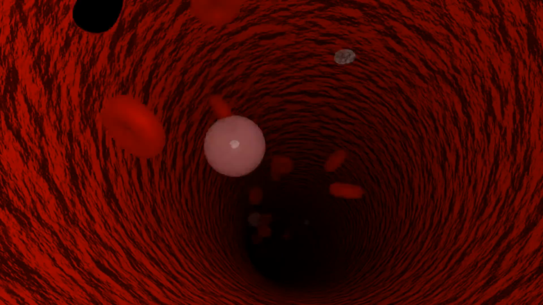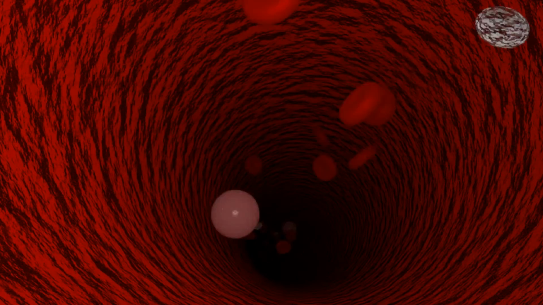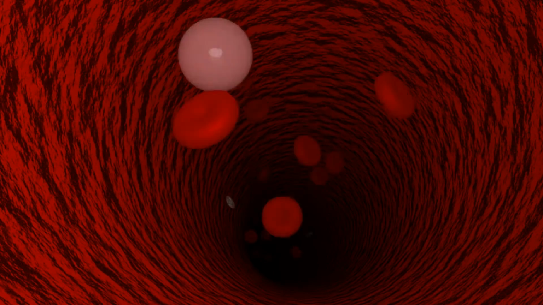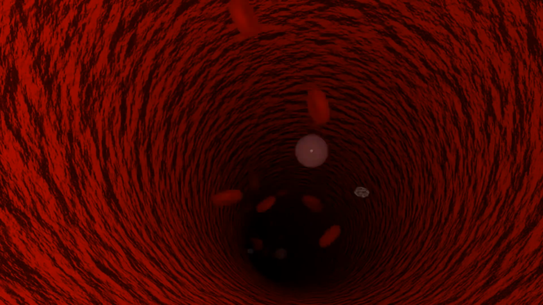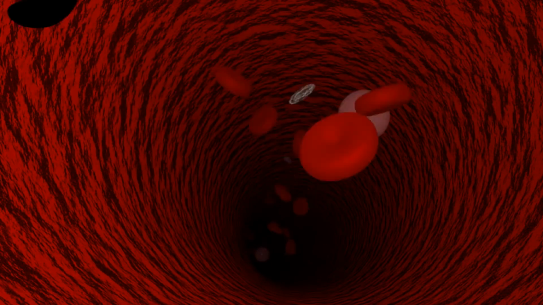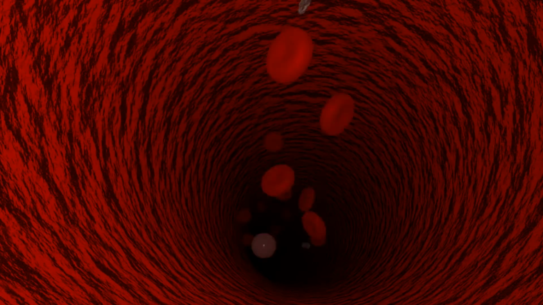We are unable to physically enter the brain, as the blood vessels are heavily secured and guarded by a layer of epithelial cells called the blood-brain barrier. We can, however, create a virtual model and simulation to display the myriad of cells in the nervous system.